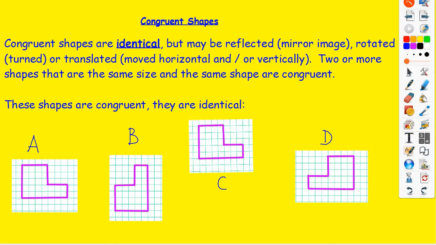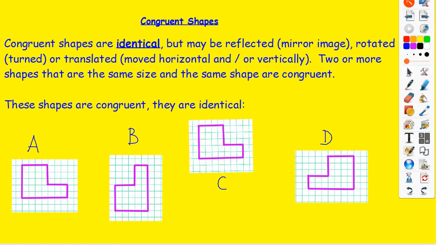This is a very short video about congruent shapes. Congruent shapes are identical shapes. They may have been reflected, they could be a mirror image. They may have been rotated, so they could have been turned, or they could have been translated, which is just a horizontal and or a vertical movement.